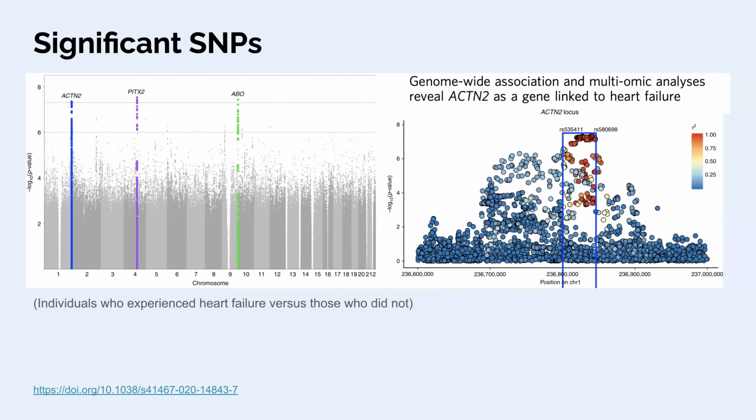This was a study looking at heart failure and genetic causes for that, and they found across the genome these 3 candidate groups. They got the names for the genes that they think are associated. And on the right here, zooming into chromosome 1, where that ACTN2 gene is located, just highlighting the collection of the SNP locations where those differences are consistent.